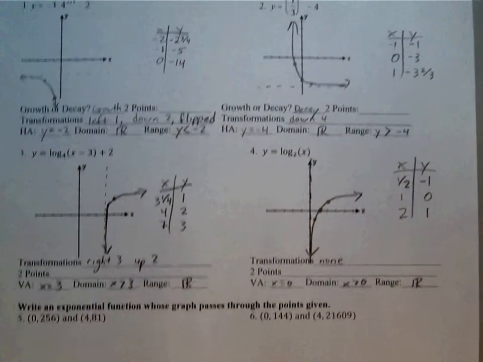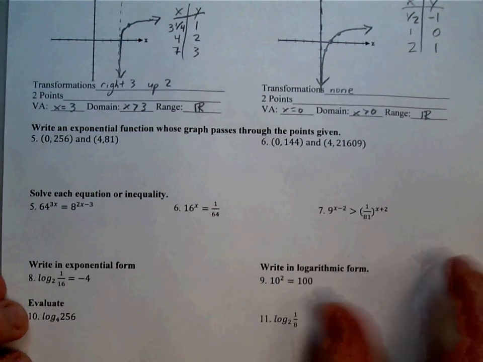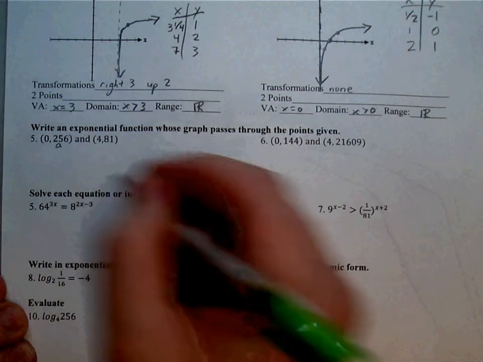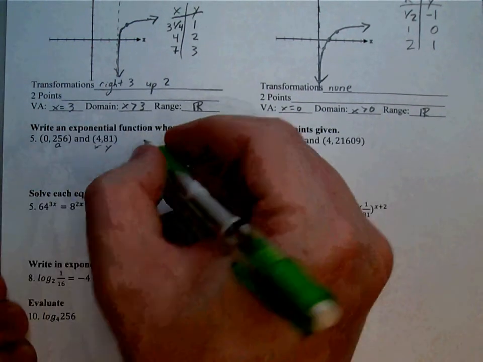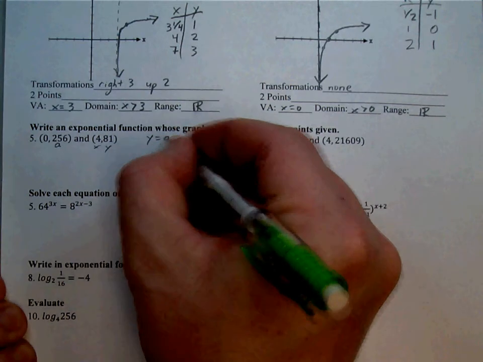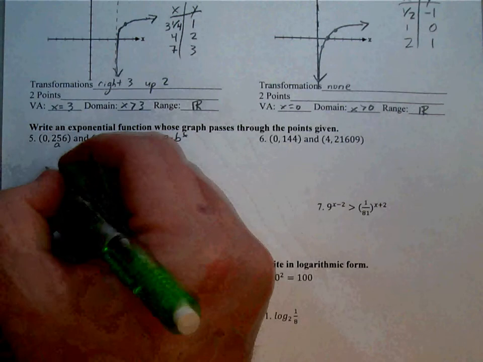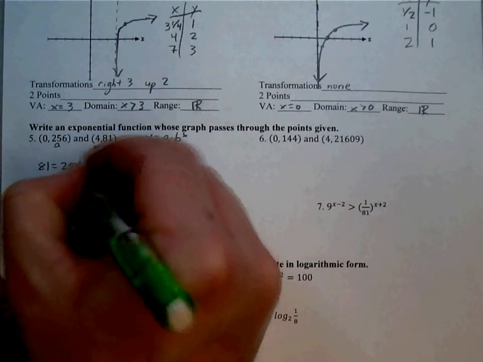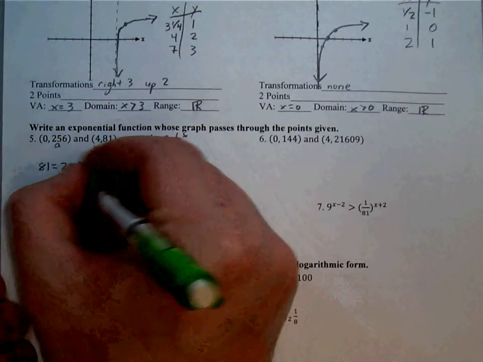Alright, let's move on from the graphs now. We're on an exponential function. So we know this is our a value, our initial value. This is just going to be an x and a y until we figure out what our b is. We'll use the equation y equals a times b to the x. So 81 is equal to my initial value times b to the x power, to the 4th power, divided by 256.